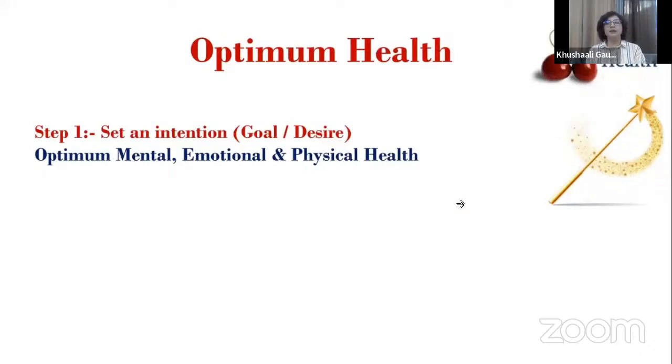You have to say your intention 3 times. I say, my intention for today is a mental, emotional, and physical health. My intention is my mental, emotional, and physical well being, health, optimum health. So you can repeat it 3 times. Okay. So you all are ready with the intention? Okay. Let's jump to the step 2.